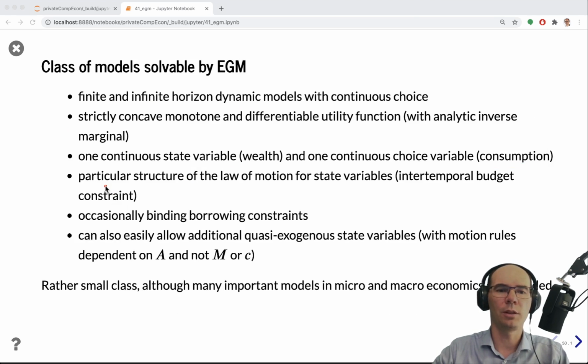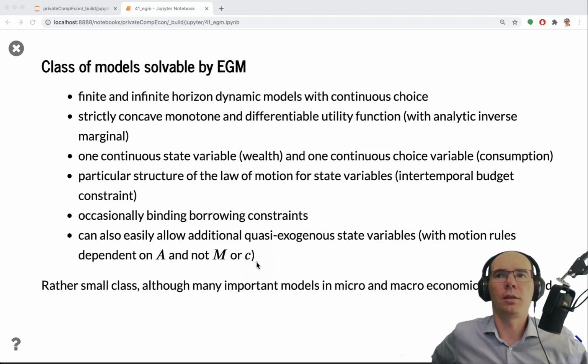And we also needed to have a particular structure on the law of motion of state variables, so that we have the intertemporal budget constraints, so that we have the savings problem, the sufficient statistic for the state and choices in the current time period. Now, occasionally binding borrowing constraints were fine, and also it's possible to add additional state variables, provided that their motion rule only depends on A, but not on M and C.